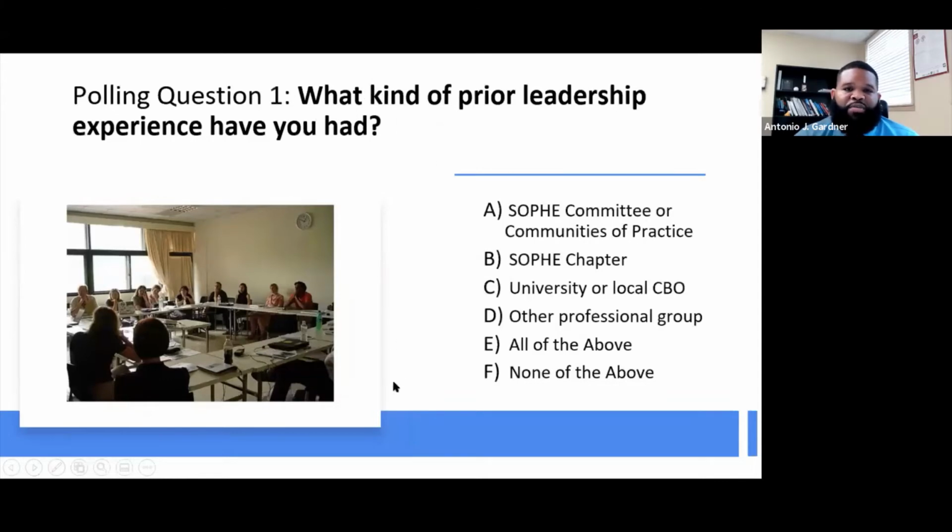What kind of leadership or prior leadership experience have you had? I'll give everyone a couple seconds to answer this question, but just chime in as best you see fit. Did you have experience with a Sophe committee or community of practice? Were you part of a Sophe chapter? Are you involved with your university or local community-based organization? Were there other professional groups, or have you had an opportunity to do a little bit of everything? And if none of the above, then say that as well.